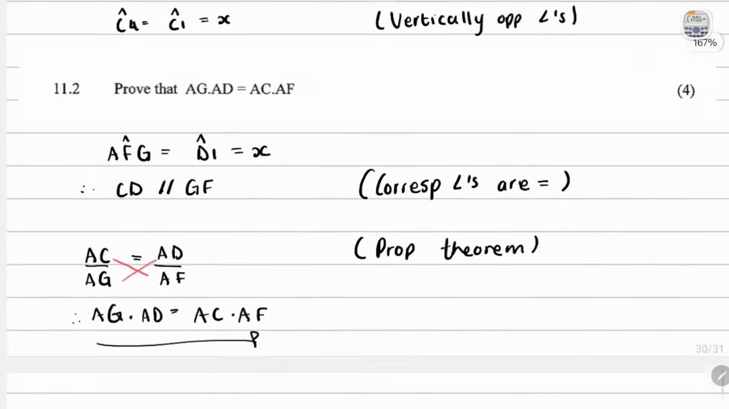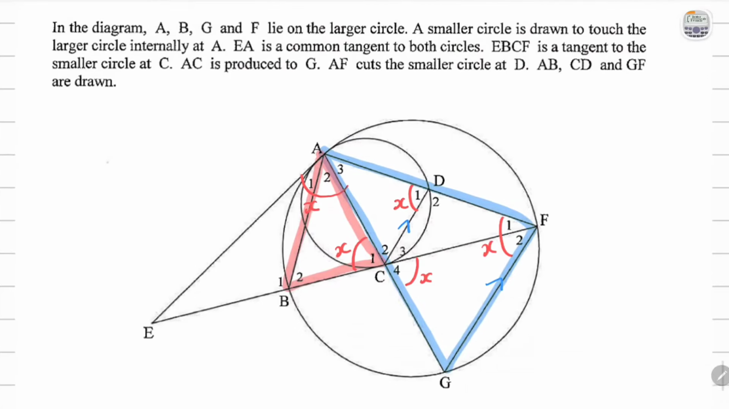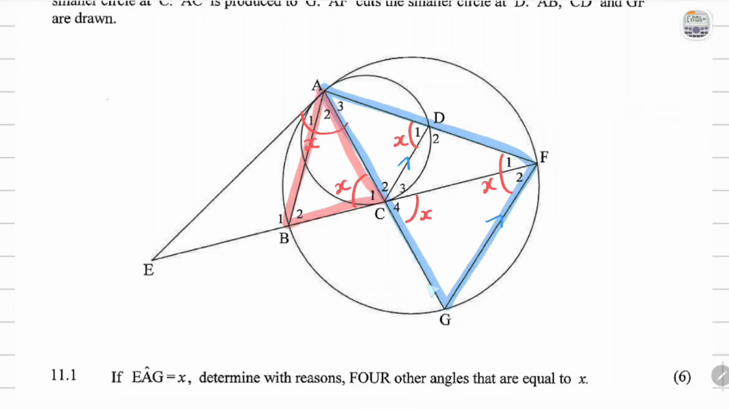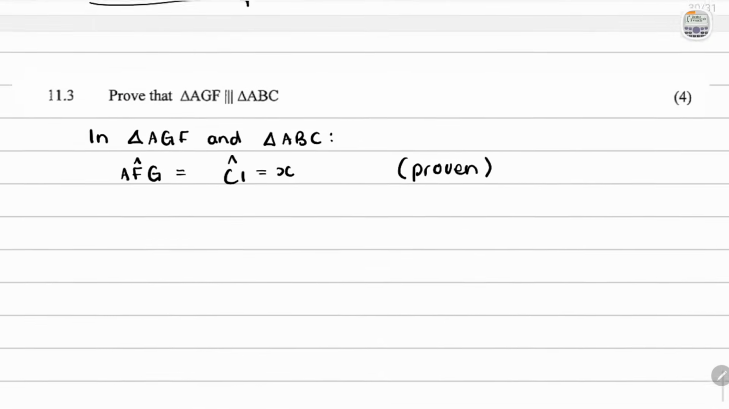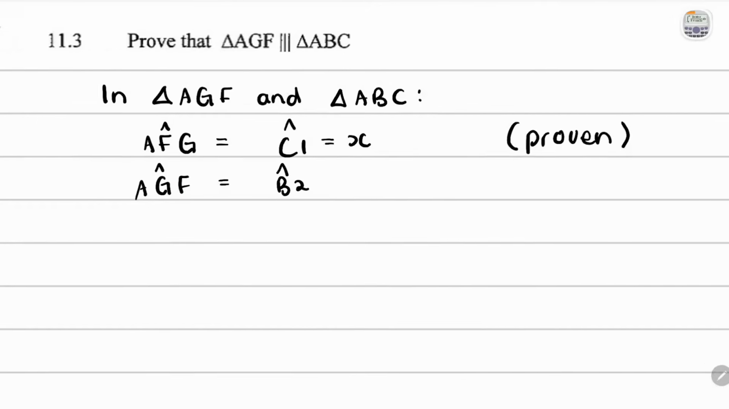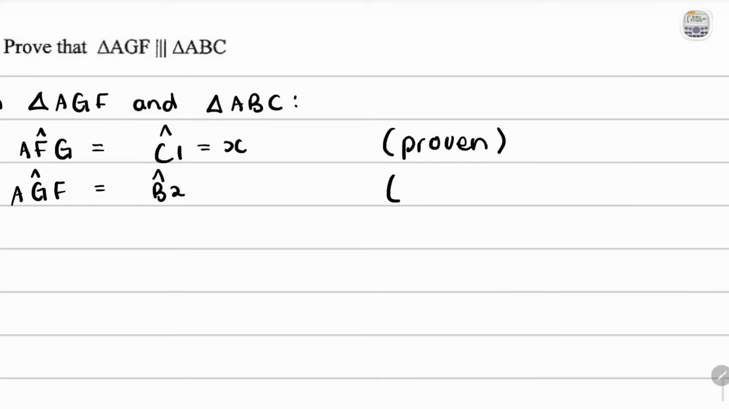And then what else? We had these two angles being equal. This is equal to this because of the angles in the same segment are equal. So let's go ahead and tell them that, and I'm going to name the bigger one first. So AGF is equal to angle B2. So AGF equals angle B2. And that is because of angles in the same segment.